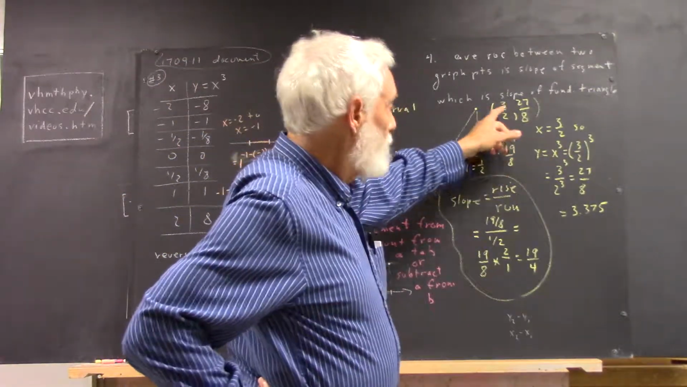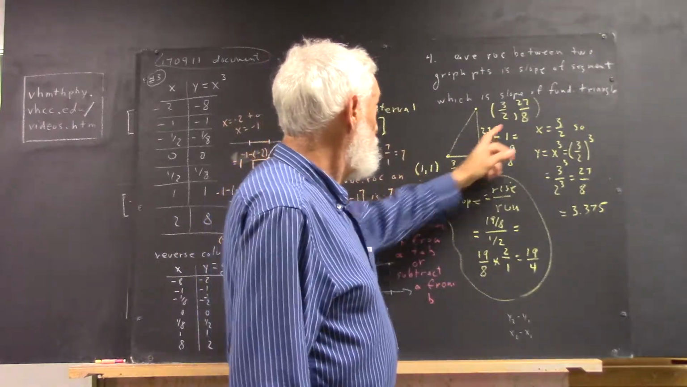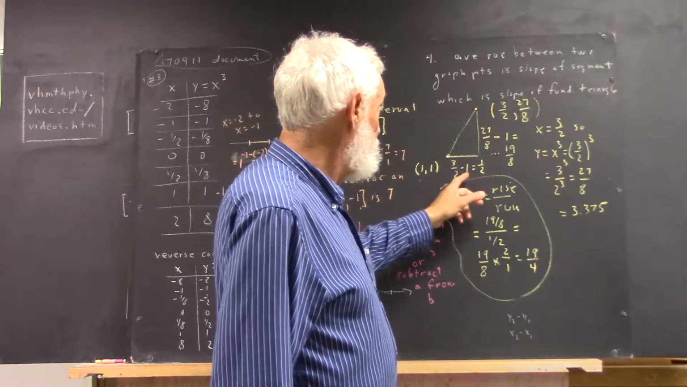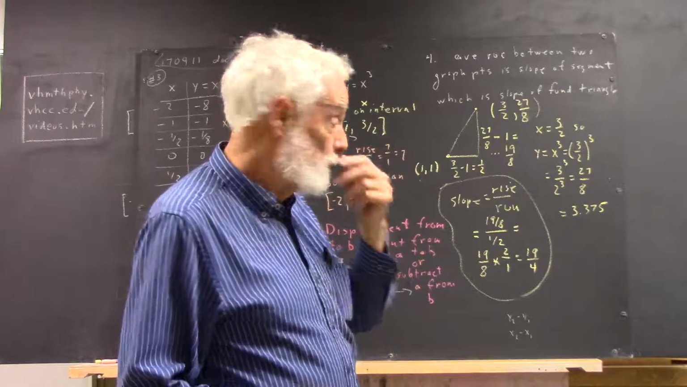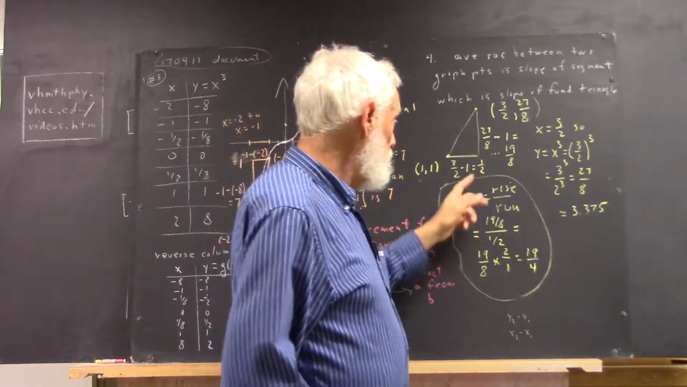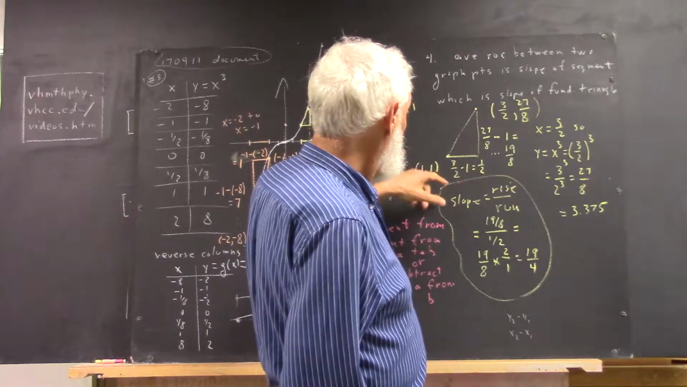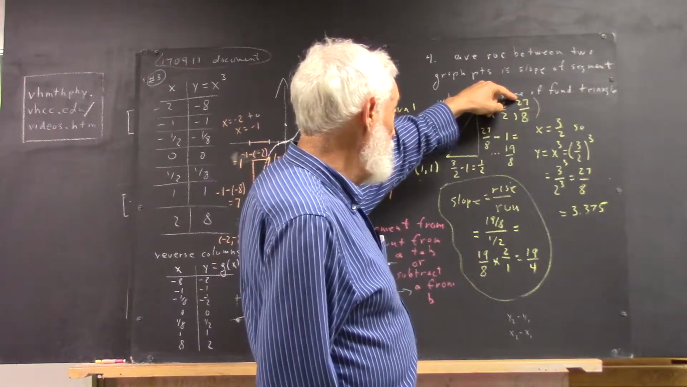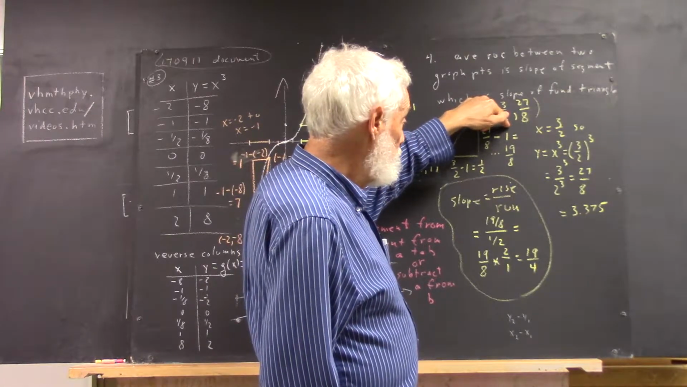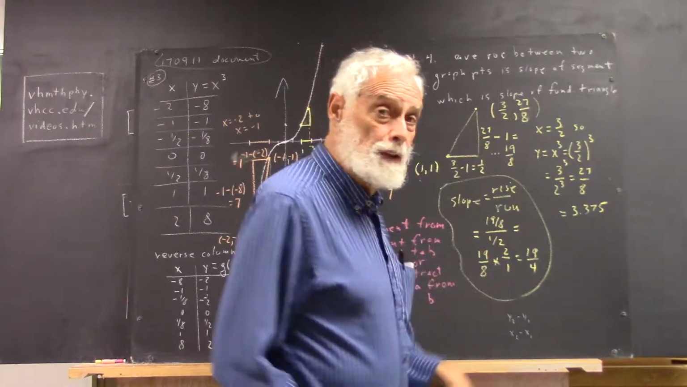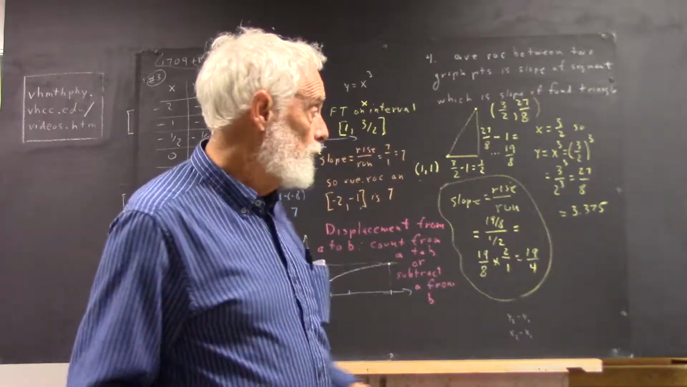Okay, in any case, the coordinates are these. So the run is from 1 to 3 halves. 3 halves minus 1 is 1/2. Now we can't count that on our fingers, though we can count by halves if we wanted to. But we understand that calculation. The rise is from 1 up to 27/8. That's going to be 27/8 minus 1. And what does that equal? I'll just put dots down here. That's 19/8.